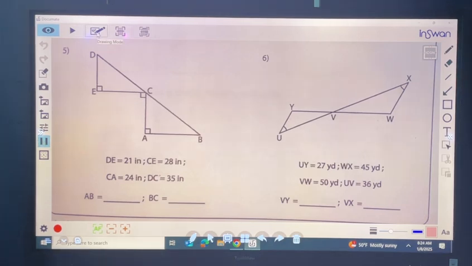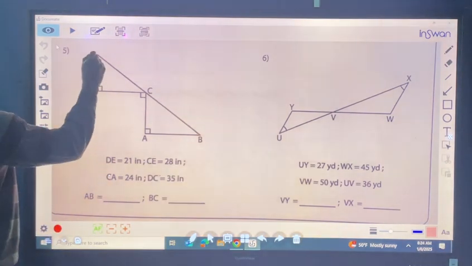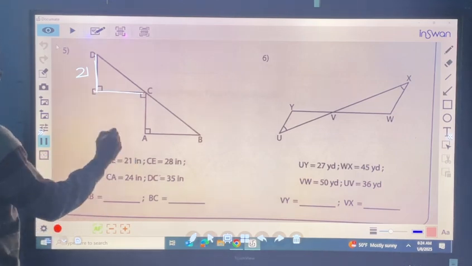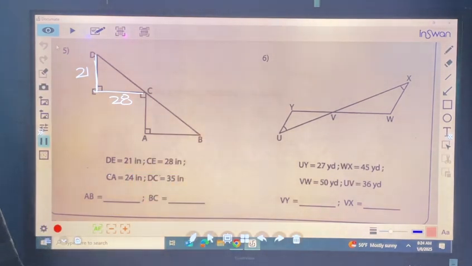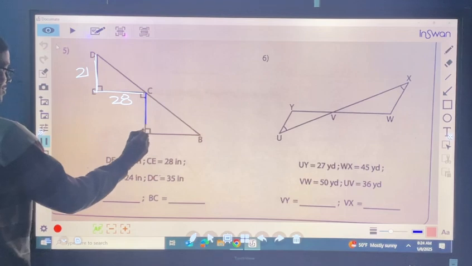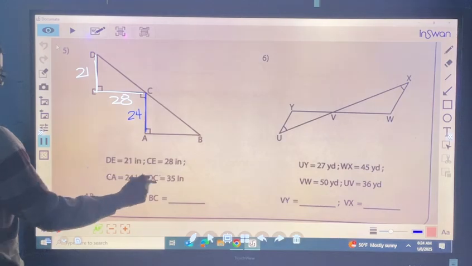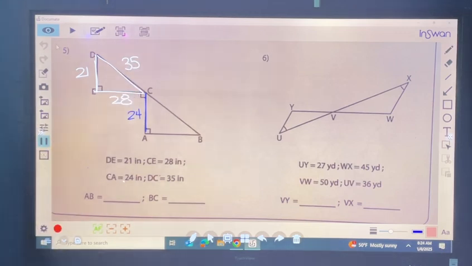Alright, two similar triangles again. Similar triangles, they're similar. Let's put the DE, 21, CE, 28. Easy money. CA is 24. Oh, they gave us the top one too. DC is 35. Not bad. So they gave the entire triangle up there. What do they want us to give? Oh, we gotta give AB and BC.